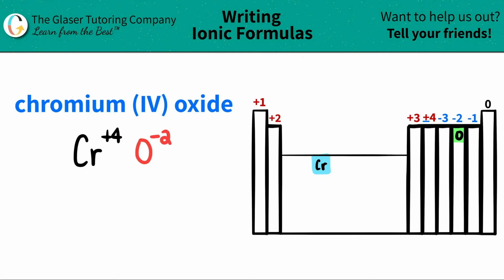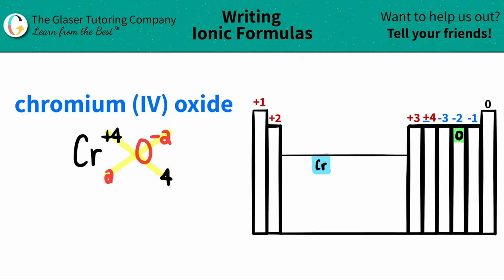Now, since I have both elements and the charges, I'm going to crisscross them to see how many of each we got. So this +4 crisscrosses down, telling me that I should have 4 oxygens. And this -2 crisscrosses down, telling me that I have 2 chromiums. When you do this little trick, don't worry about the positives and the negatives. Just work with your counting numbers.